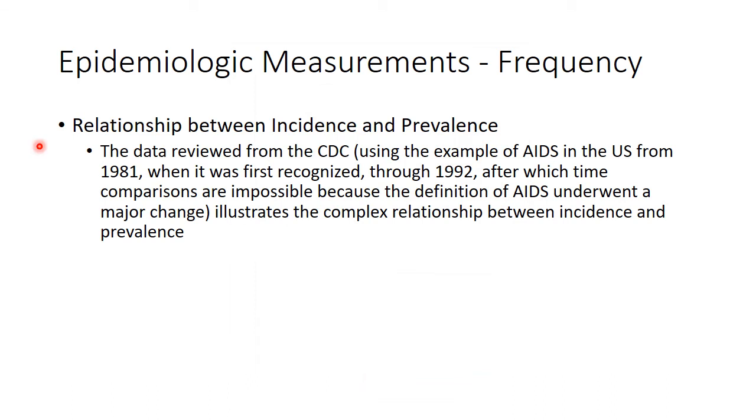So here's another example of using incidence and prevalence. This is some data that was reviewed from the CDC using cases of AIDS in the US from 1981, when it was first recognized, up through 1992. After that time you can't really make good comparisons, because there was a change in the definition of what constitutes AIDS. Because of that, the later data become not very useful, because people who may have been counted or not counted in 1991 may have been counted after 1992. So again, we're just looking at 1981 to 1992 when illustrating these incidences and prevalences.